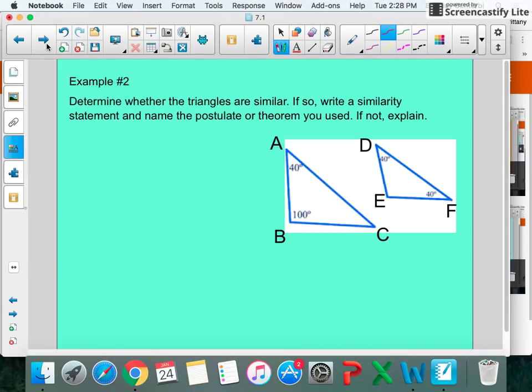For our next example here, we've got two triangles again. So I have 40 and 40, and we know that there's 180 degrees in a triangle. So I know that this angle has to be 100, and same thing here, 100 plus 40 gives me 140, and if I subtract that from 180, I need 40 more to get to 180. So actually we have all three angles congruent, but we only need two. So we can say by angle, angle, that triangle ABC is similar to triangle DEF.